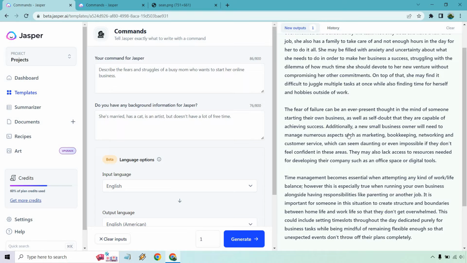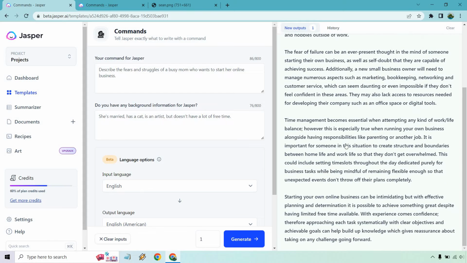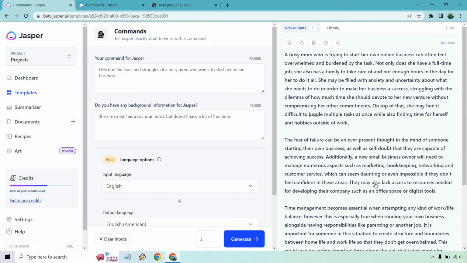If they didn't feel confident in these areas, so a lack of confidence, that can also get into the I'm not techie thing, or I'm a technophobe, the common phrase. Just skimming through time management, it can be intimidating, but with planning and determination, it can be done, and so on and so forth. So overall, some great phrases for you to use if you are going to add that to your customer avatar or perfect avatar.